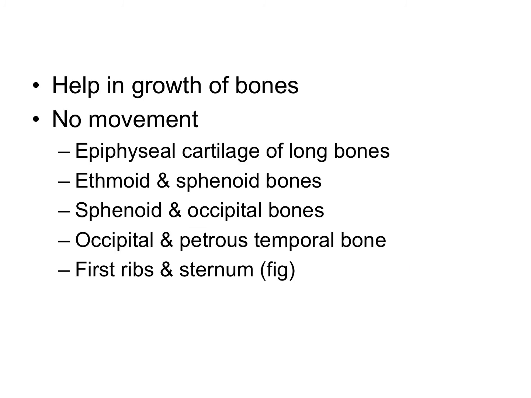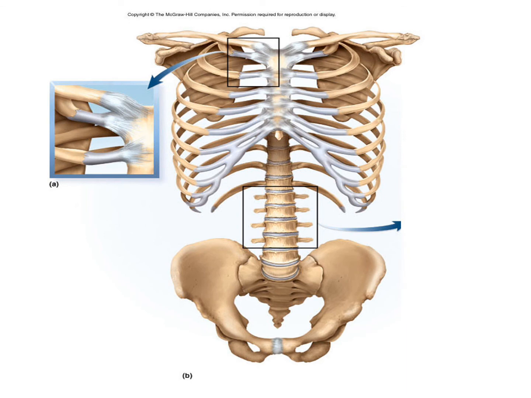We have a lot of examples of these types of joints. Epiphyseal cartilages of the long bones, ethmoid and sphenoid bone, they are also joined by this synchondrosis joint. Then we have the sphenoid and occipital bones, occipital and the petrous. These are the joints of the skull. Occipital and the petrous temporal bone, first rib and the sternum. You might have studied the upper limb. Here you can appreciate the figure A that has been highlighted. This is an example of the synchondrosis.